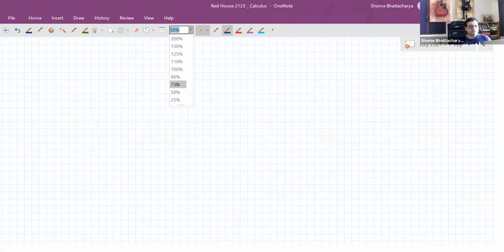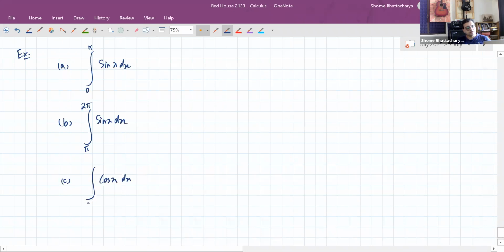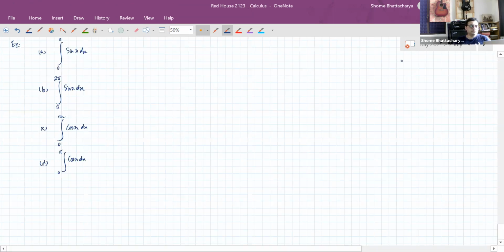Okay, so let's do some examples. This example will also explain a certain point to us over here. Integration of sin x from 0 to pi, versus integration of sin x from pi to 2 pi, and integration of cos x from 0 to pi by 2, and integration of cos x from 0 to pi. Just work out these 4 values and we'll then interpret them on the graph also and see that they represent something important.